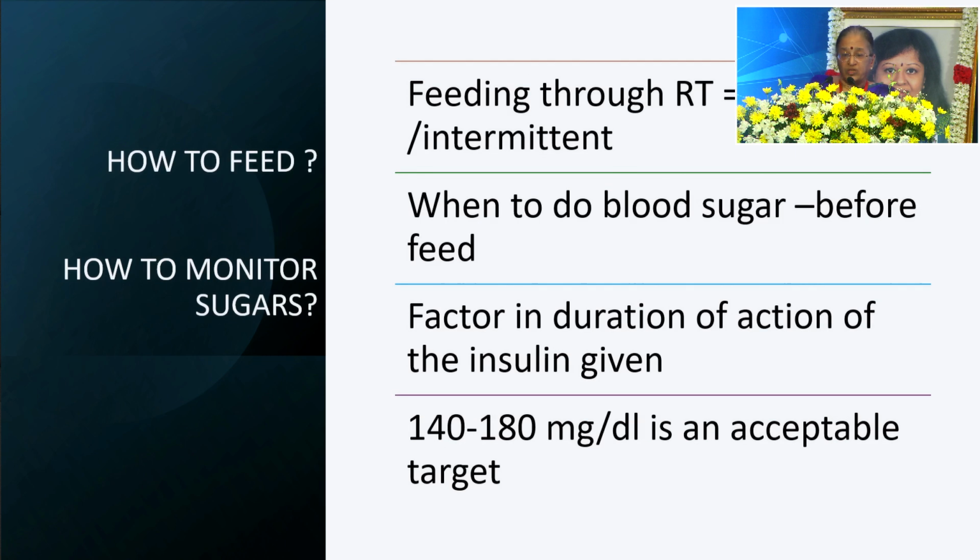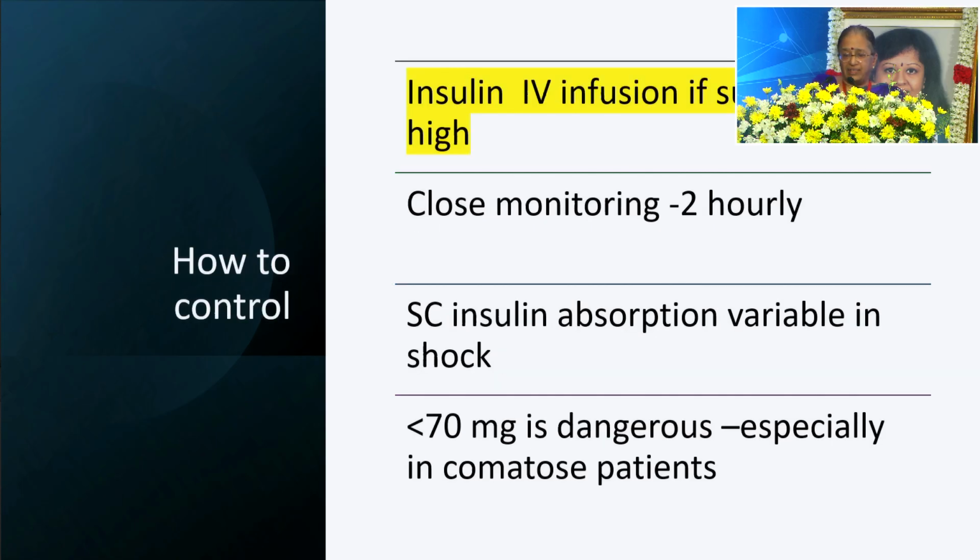utilize the glucose. So how to feed these patients? We are feeding through RT, continuous or intermittent. When to do the sugar? Always do it before you feed, before the next feed, do the sugar. Factor in the duration of the insulin that you've given. If you're giving a short-acting insulin, it's going to act for 6 hours. Your RT feed will come twice before that. Remember that. And the target is there.